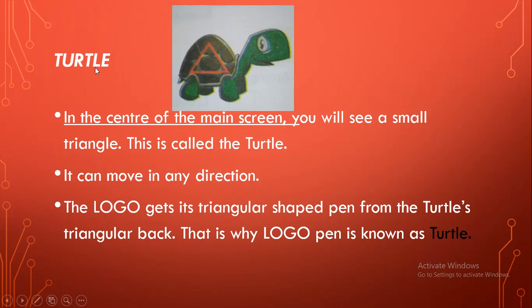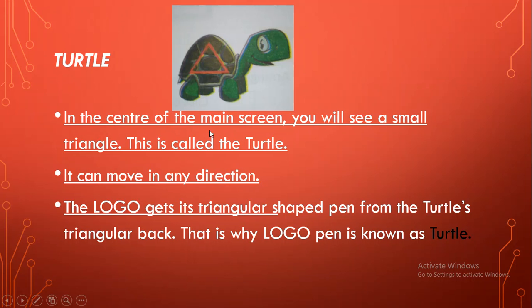Now here we will discuss what the turtle is. In the center of the main screen you will see a small triangle. This is called the turtle. That triangular icon on the screen in the center of the drawing area is called the turtle. It can move in any direction. With the help of commands, you can move the turtle in any direction. Logo gets a triangular shaped pen from the turtle's triangular back. You can see in the image, the shape of the turtle is like this, like the back of a turtle or tortoise. That's why the name is derived as turtle. That is why the Logo pen is known as the turtle.